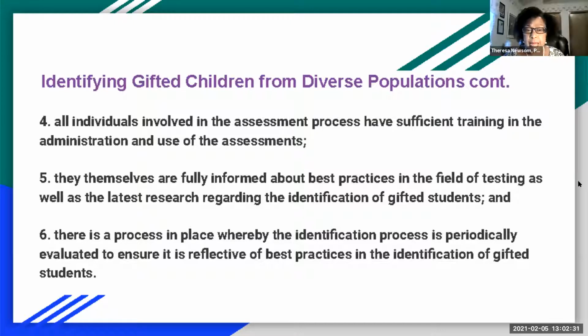They're identified from different populations. We look at SES, socioeconomic status. We look at culture. We look at gender ID. We look at the whole child. And when we do that, we will be looking intentionally for students who may not fit what we think should be a gifted student, but we're looking for those students who are underrepresented, who are gifted and need services.